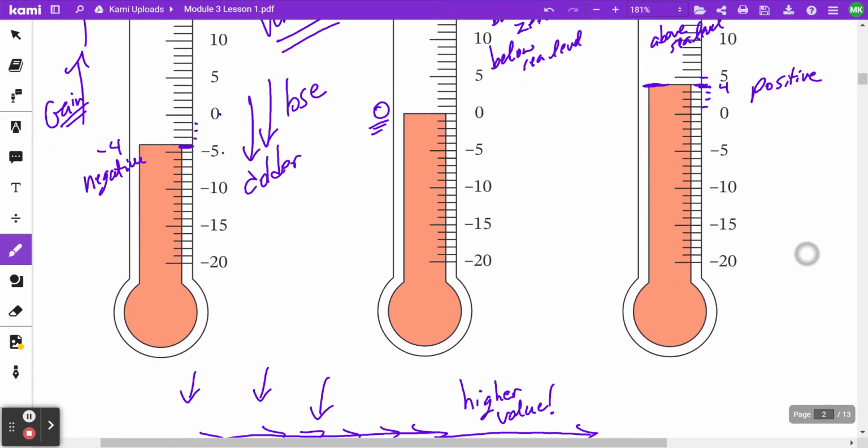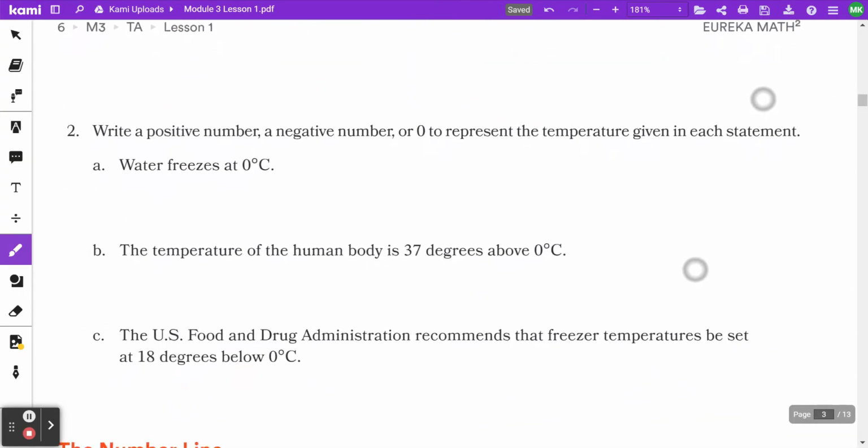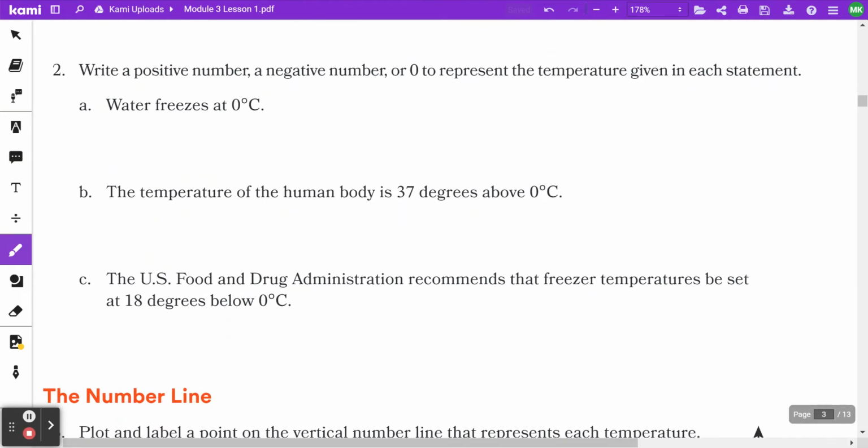There you go. All right, so just cruising on down here. Let's see what they have for us. To the next page, right? So write a positive number, a negative number, or a 0 to represent the temperature given in each statement. Okay, so I just want the number, right? Just the number. So water freezes at 0 degrees Celsius. Well, on a number line, the only thing that would be there would be the 0. There you go. So this is my answer.